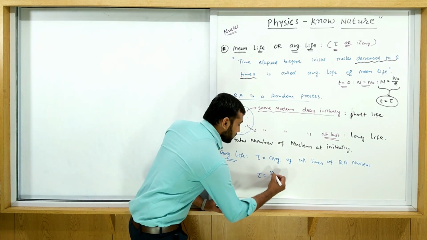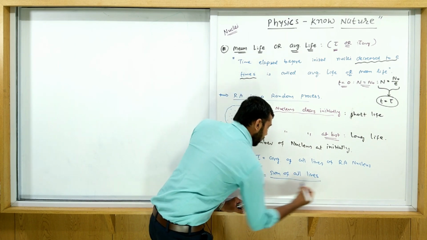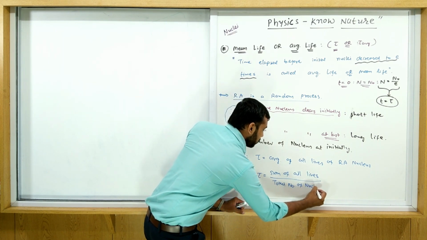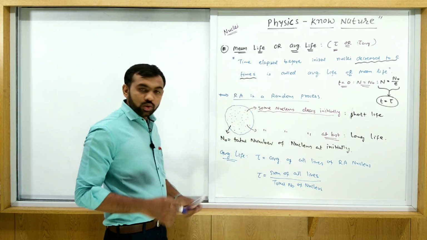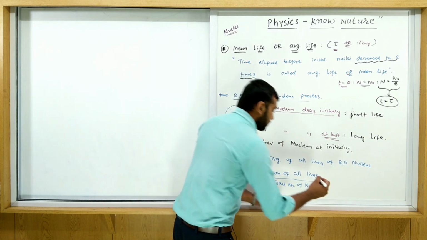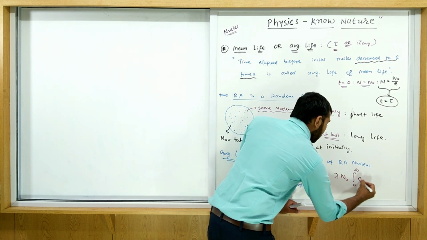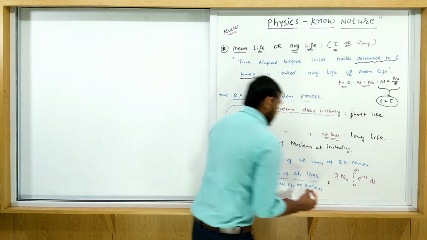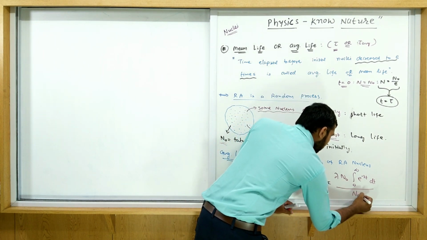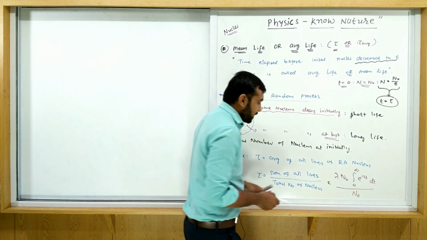So tau is given as the sum of all lives upon the total number of nuclei. What is the total sum? It is equal to lambda N0 integration from 0 to infinity of e raised to minus lambda t dt. And the total number of nuclei is N0, so we divide by N0. So the sum of all lives is given like this. Some terms are cancelled out here.